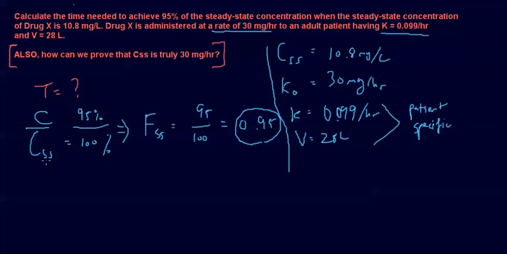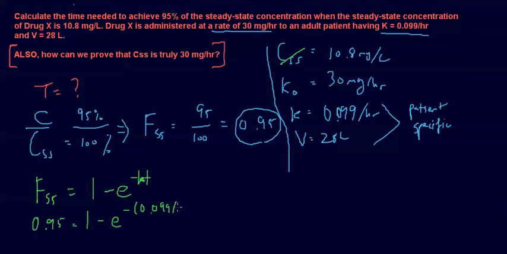Our equation is FSS is equal to 1 minus e to the negative Kt. And we see from this equation that we don't need a lot of information, right? So let's look at what we have. Well, we don't really need CSS, right? There's no CSS in here. All we have is 0.95, right? So we have 0.95 is equal to 1 minus e to the negative Kt. And we know K is 0.099 per hour. And time is what we want to find, right?